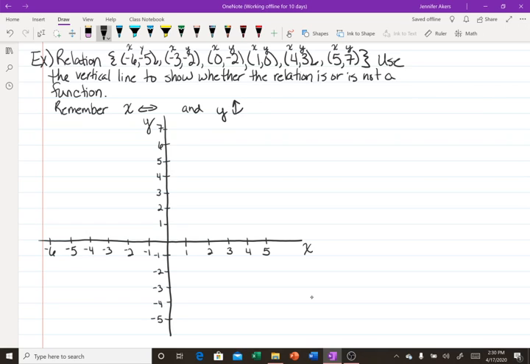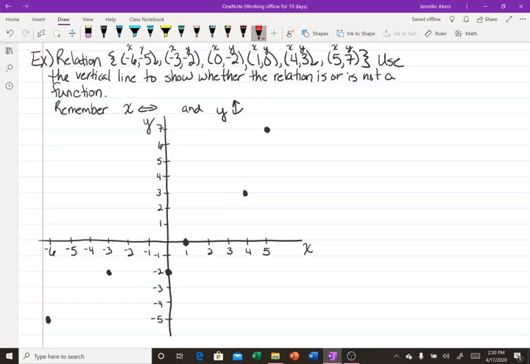(-6, -5): left 6, down 5. Plot my point. (-3, -2): left 3, down 2. Plot my point. (0, -2): I don't move left or right, I just go down 2. (1, 0): go right 1, I don't go up or down any. (4, 3): right 4, up 1, 2, 3. (5, 7): right 5, up 2, 7. I hope you guys can see my cursor when I move.